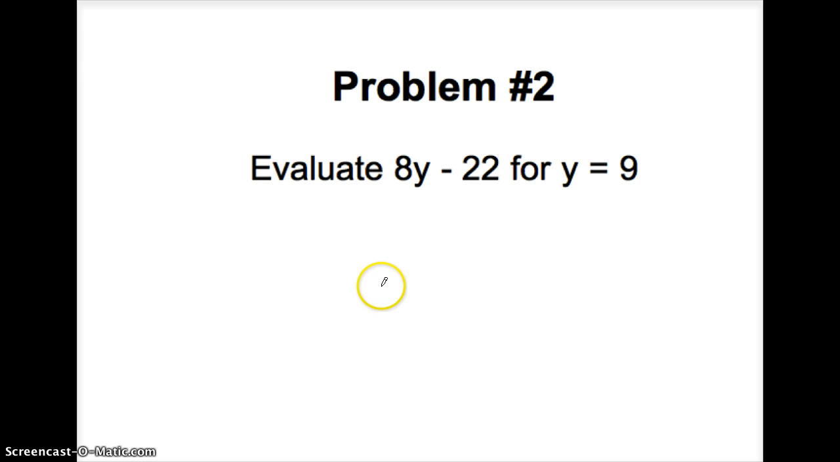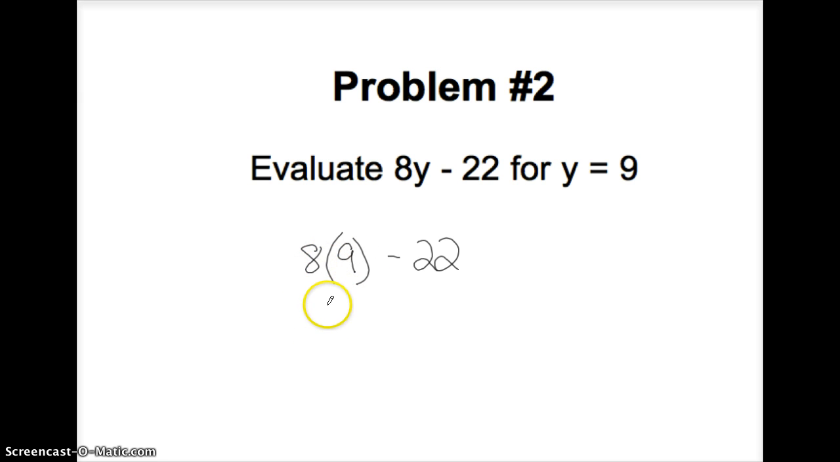Evaluate 8y minus 22 for y equals 9. So evaluate means we are going to substitute a number in for y. And so look how I set this up. Please make sure this is in your notebook. Make sure you pause the video and write this down. So I put in 8 parentheses 9, close parentheses, minus 22, the rest of the problem. So I do this because we know that the parentheses means we need to multiply. And we know that 8y means 8 times y. So I can't just write 8, 9. I need to put this in parentheses so I know to multiply.